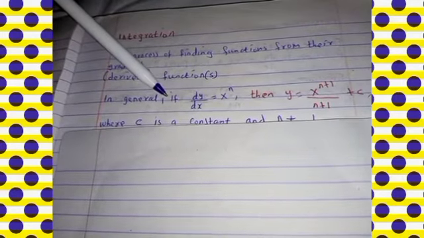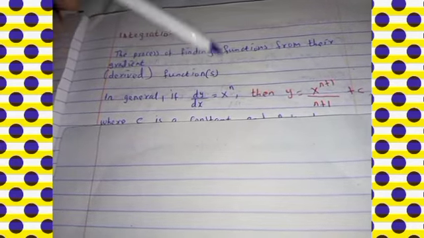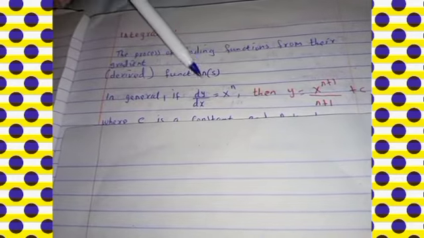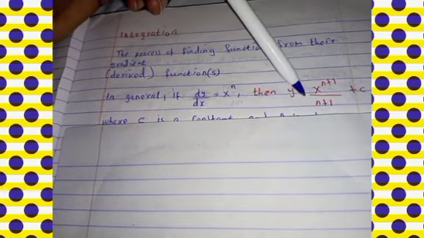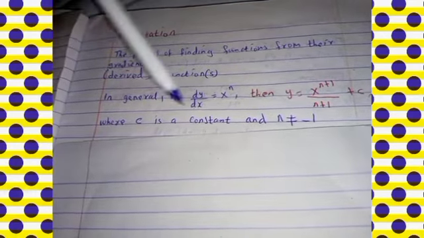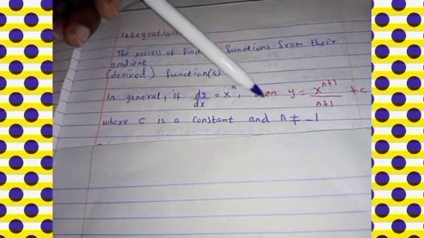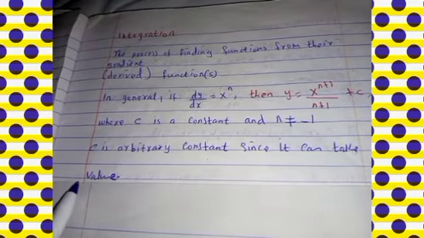Now, in general, if you are given dy over dx equal to x power n, to integrate this we add 1 to the index, n plus 1, and we divide by the result, n plus 1, plus c. C is a constant, and n is not equal to -1 here, because dividing by zero would be undefined. So c is referred to as the arbitrary constant since it can take any value.